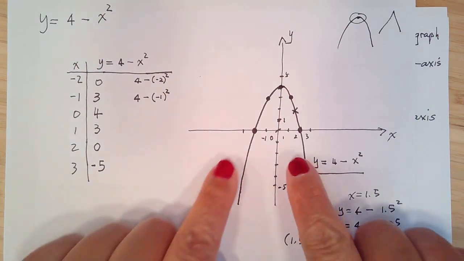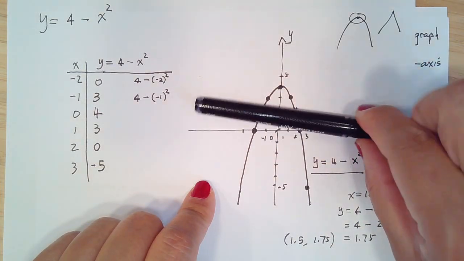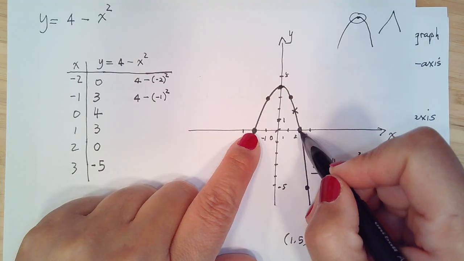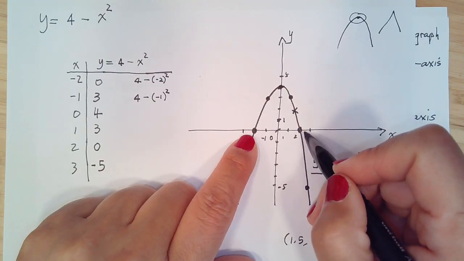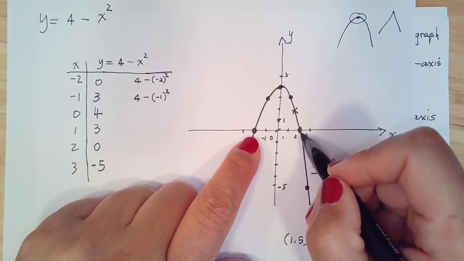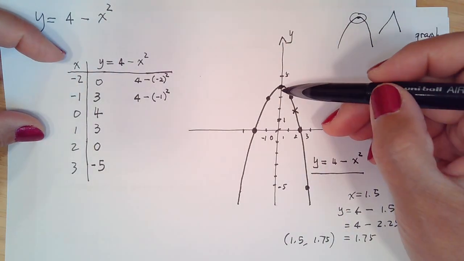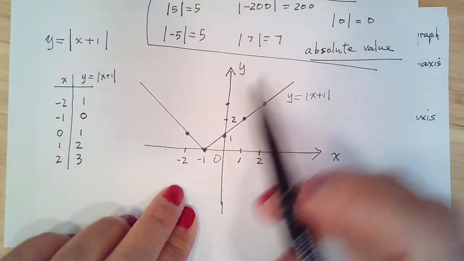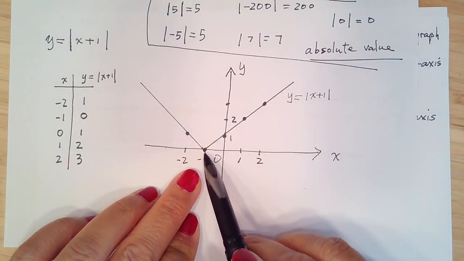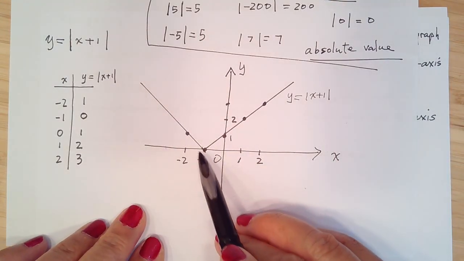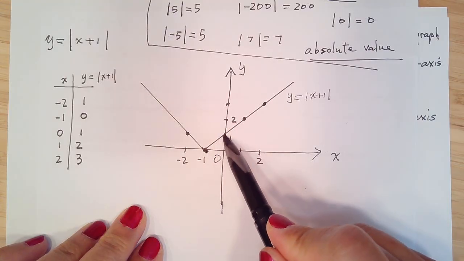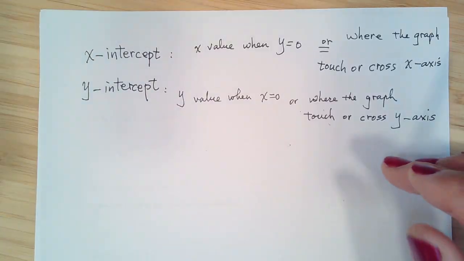Now for this one, where is your x-intercept? It's where the graph will cross the x-axis, which is here and here. So you have two x-intercepts. They are 2 and negative 2. And for the y-intercept, you have only one, which is 4. And for this one, see, this one means touch. It touches and goes. So the x-intercept is negative 1, and the y-intercept is 1. Okay, so that's the idea.